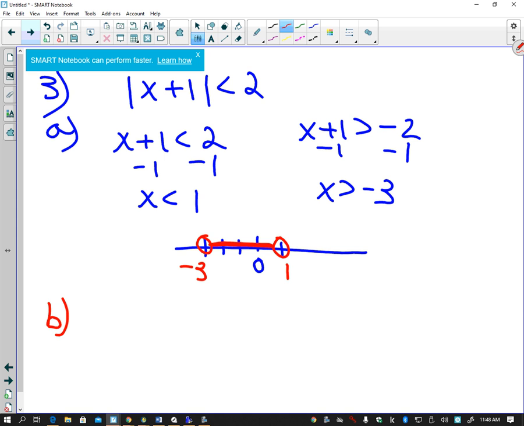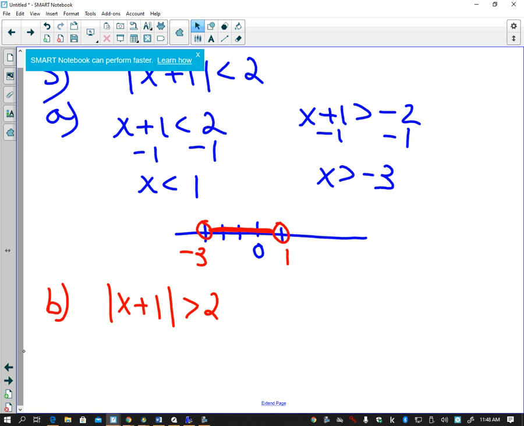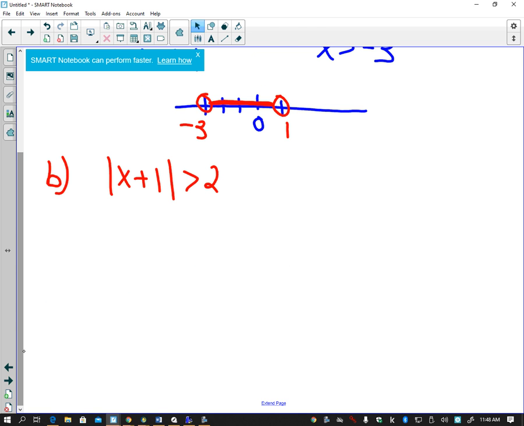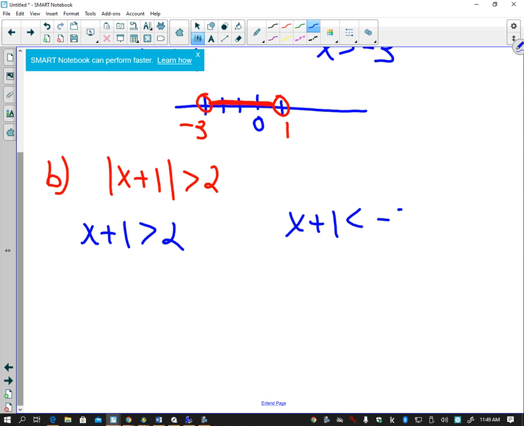On B, we've got the absolute value of x plus 1 is greater than 2. So a little bit different. Still solve it twice. X plus 1 is greater than 2, but x plus 1 is less than negative 2. Subtract 1, x is greater than 1. Subtract 1, x is less than negative 3.